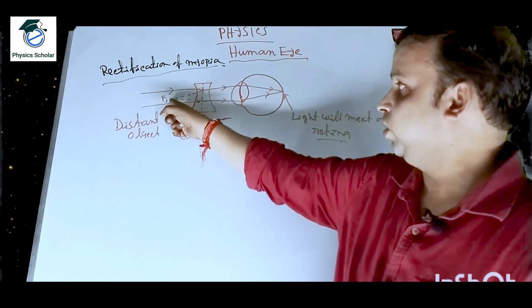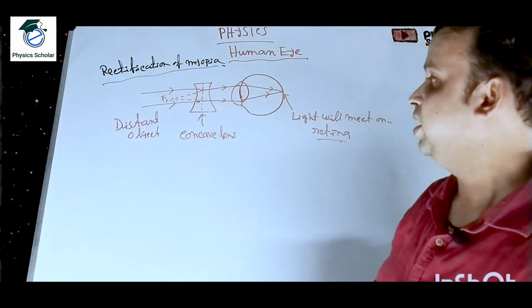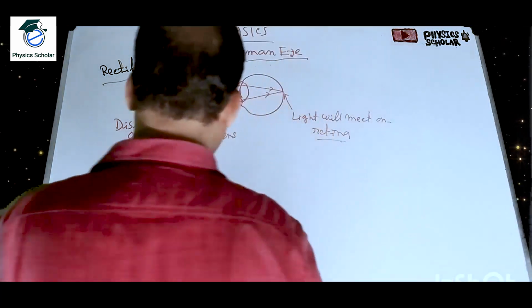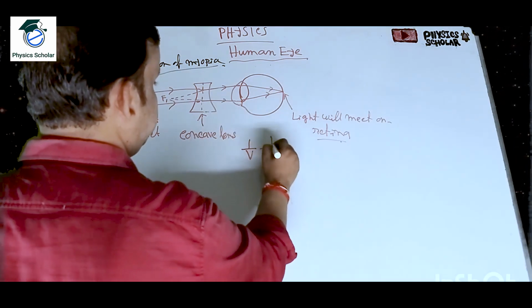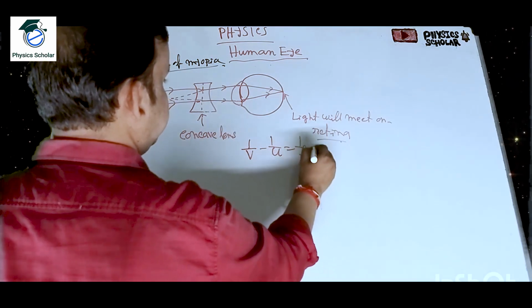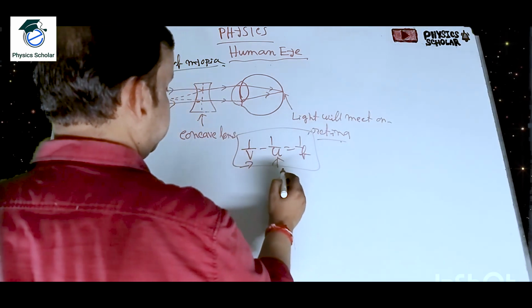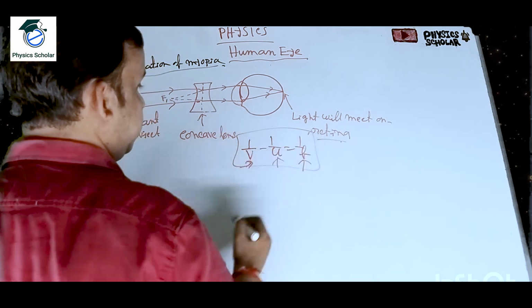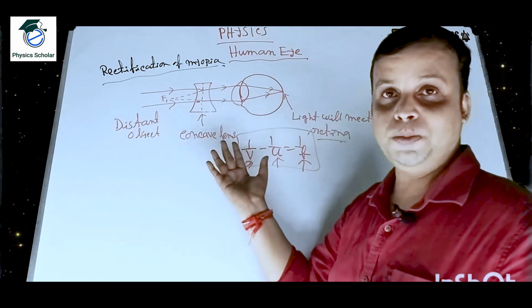So here, okay, the virtual image will be formed over here. Clear? So we can see that properly, and we can also find out the focal length by using the lens formula, 1 by v minus 1 by u is equal to 1 by f. That formula we can use over here. u is the object distance, v is the image distance, and f will be the focal length. Clear? So this is how we can rectify the myopia.